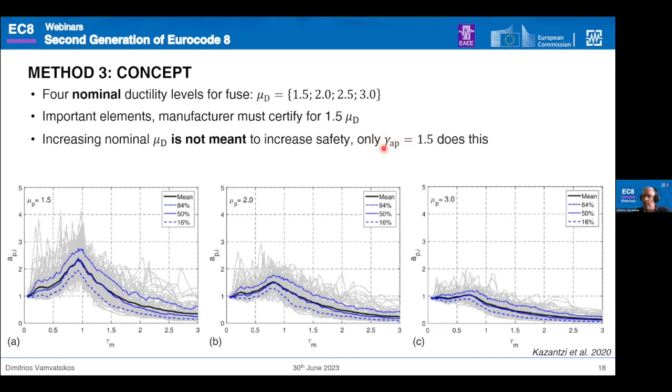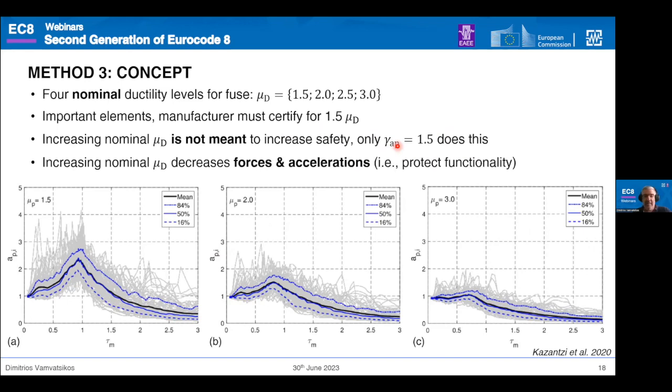Only the introduction of gamma alpha P, meaning ductility that you do not use in your design, can increase your safety. Actually, when you increase the nominal ductility you design with, the idea is that you decrease the forces and accelerations, meaning you protect the components better. Method 1 and method 2 cannot do that because the amplification factors can go as high as 7. That's the physics of the game. This one, by changing the physics, if you will, through yielding, can reduce them quite considerably.